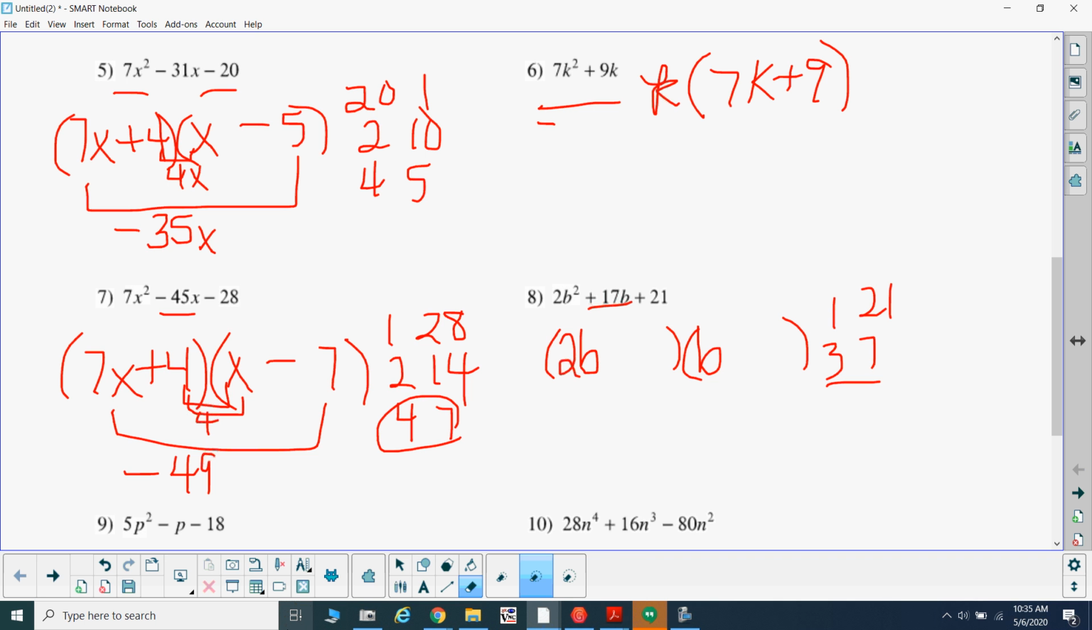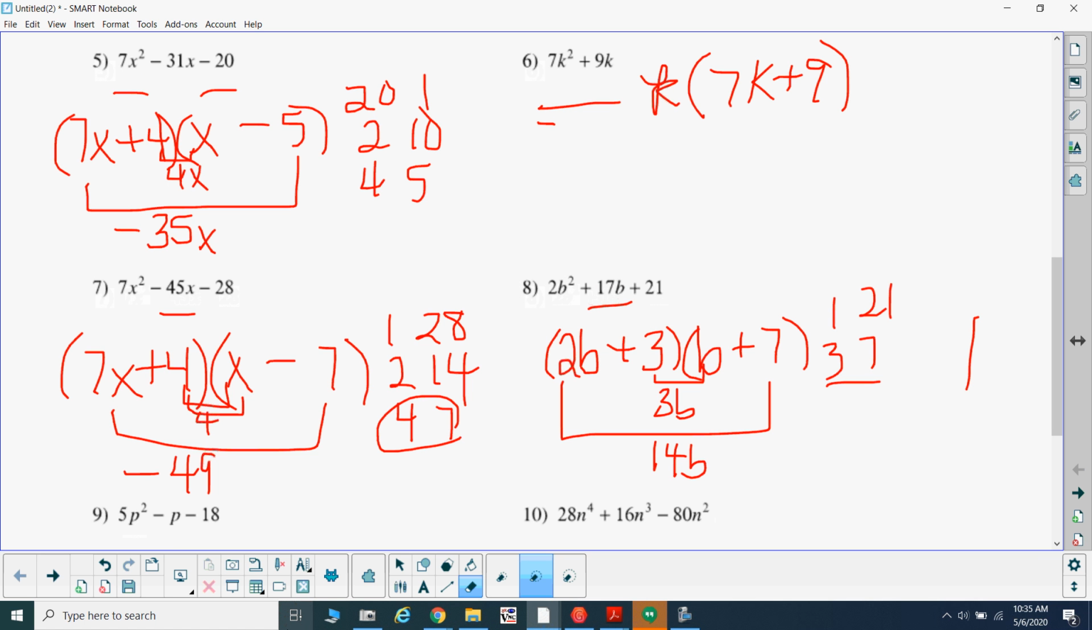Now, I have to think, would I rather have the 3 times the 2, which is only going to give me 6, so that's probably not going to be enough. So I think it's going to have to be the 7 here and the 3 here. And is that right? There's 14b, there's 3b. I want 17b and I want a positive 17b. So these both have to be positives. So if we look at the next one.